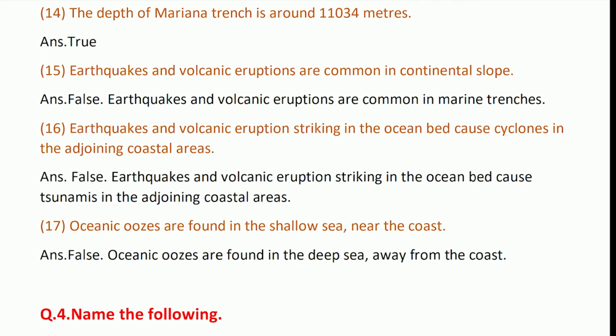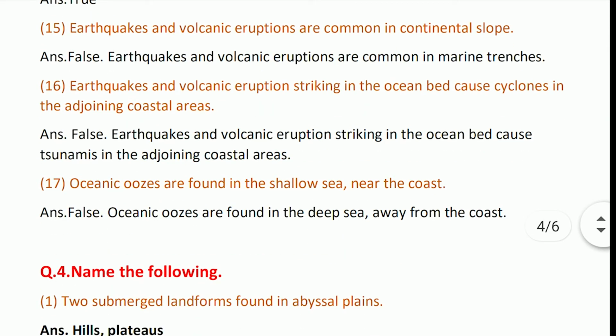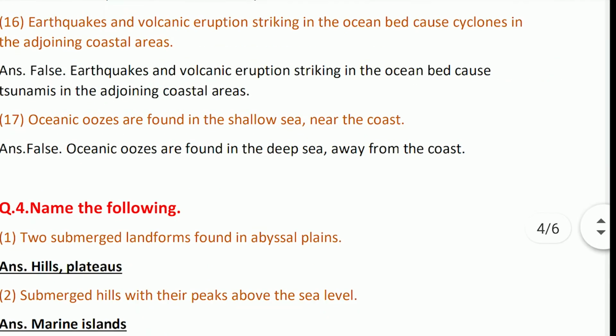Earthquakes and volcanic eruptions striking the ocean bed cause cyclones in the adjoining coastal areas. False. The earthquakes and volcanic eruptions striking the ocean bed cause tsunamis in the adjoining coastal areas. The ocean ooze is found in the shallow seas near the coast. False. The ocean ooze is found in the deep seas away from the coast.